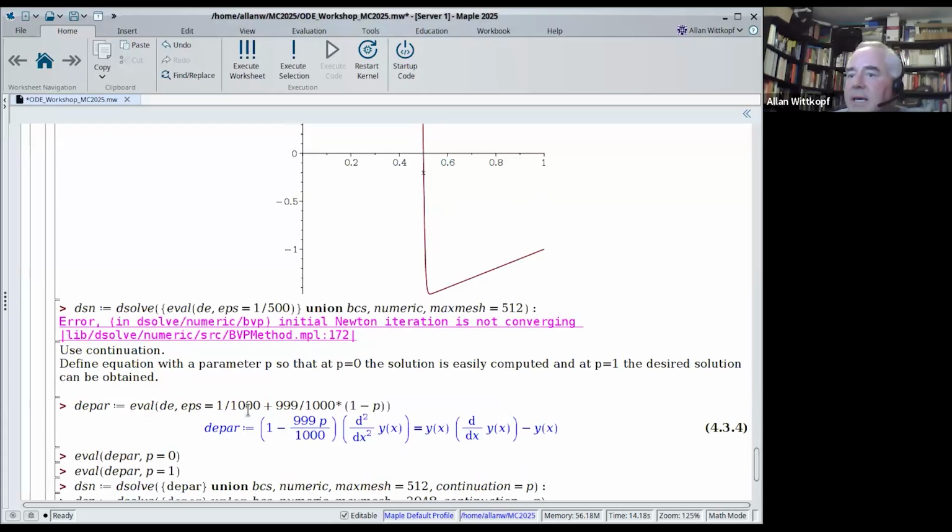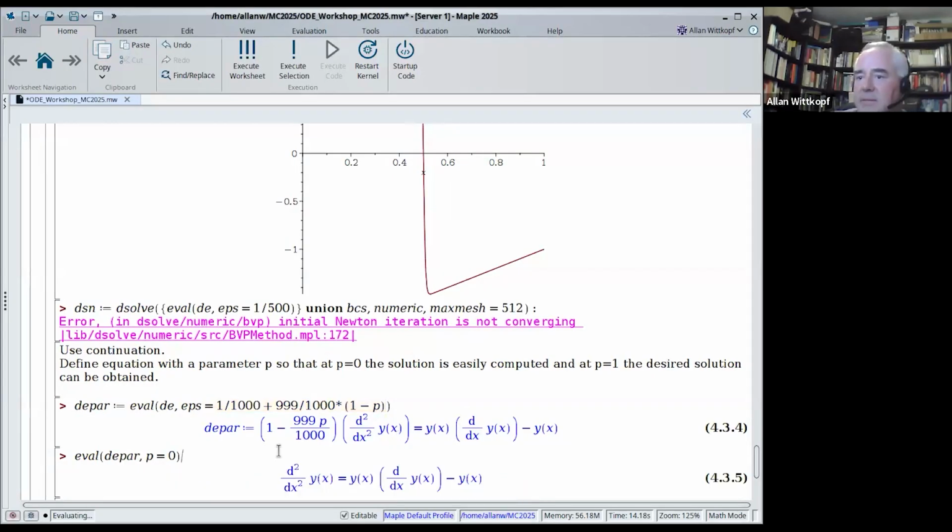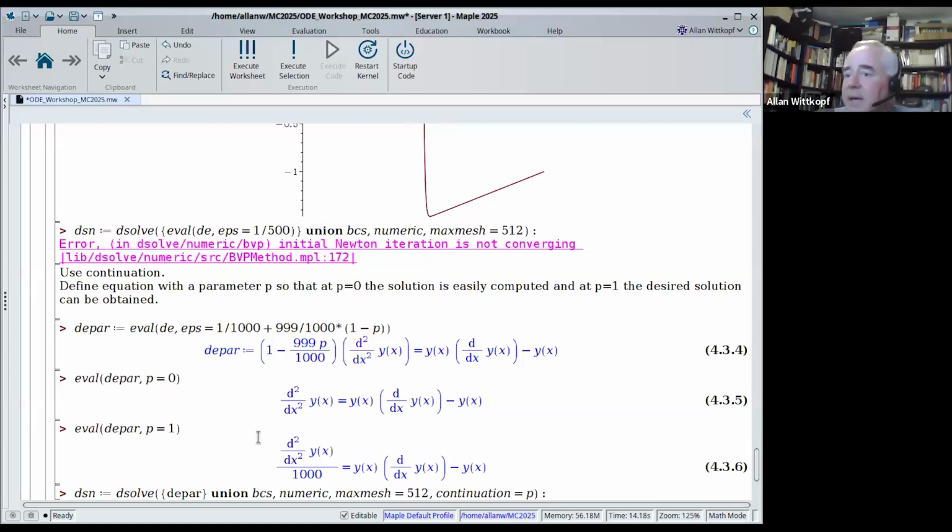So what I've done is I've created a value for epsilon so that when p is 0, which is where you start your continuation, you get 1. And when p is 1, which is the end of the continuation, you get the target ODE, the thing you want to solve. Okay. So we define this. We can just double check. Did we do this right? Yeah, okay. So the ODE for p equals 0 is the simple one we know is really easy to solve, and p equals 1 is the one we want to solve.